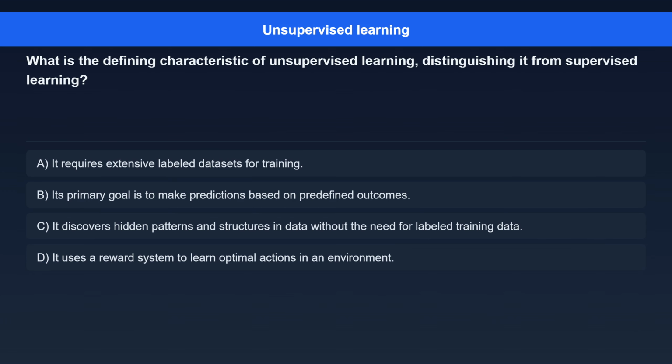Question 4. What is the defining characteristic of unsupervised learning, distinguishing it from supervised learning? Option A. It requires extensive labeled datasets for training. Option B. Its primary goal is to make predictions based on predefined outcomes. Option C. It discovers hidden patterns and structures in data without the need for labeled training data. Option D. It uses a reward system to learn optimal actions in an environment.